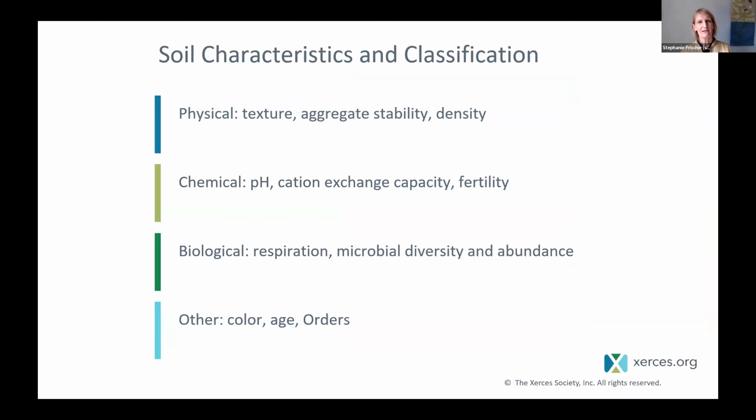Soil science has these basic ways to characterize and classify soils: physical characteristics such as texture, aggregate stability, and density. Also, chemical aspects like pH, cation exchange capacity, fertility, and other nutrients. And increasingly, there's more attention and understanding about the biological characteristics of soil. This can be measured in a way through respiration, as well as microbial diversity and abundance. And then there are other characteristics like soil color, the age of soils, and soil orders that are used.